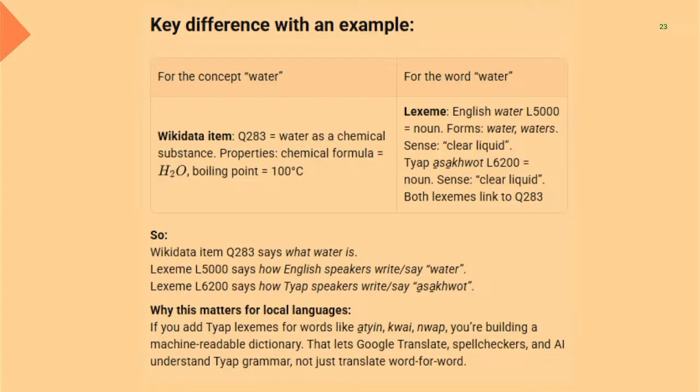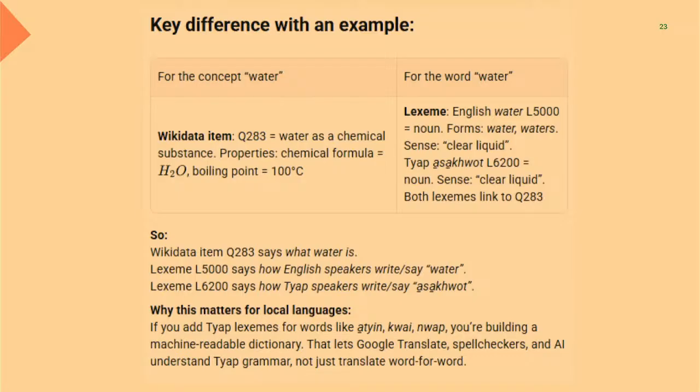So for the word water, that is Lexemes. Here is defining Wikidata; here is Lexemes. So you see English water, L5000, then the forms. It's a noun. Yes, water is a noun, right? Then the forms are water, waters, that is the singular and the plural. Now going for the senses: clear liquid.